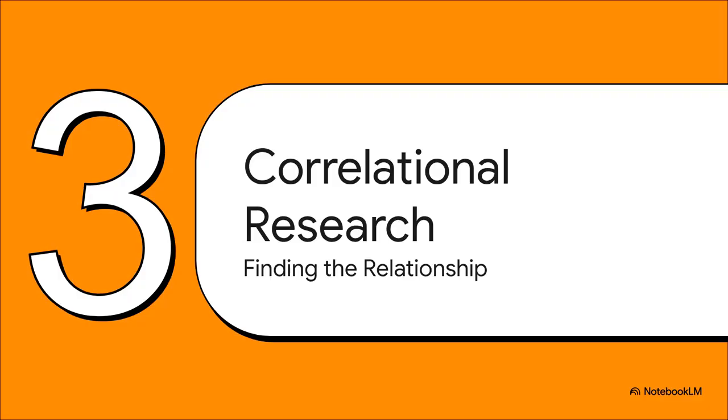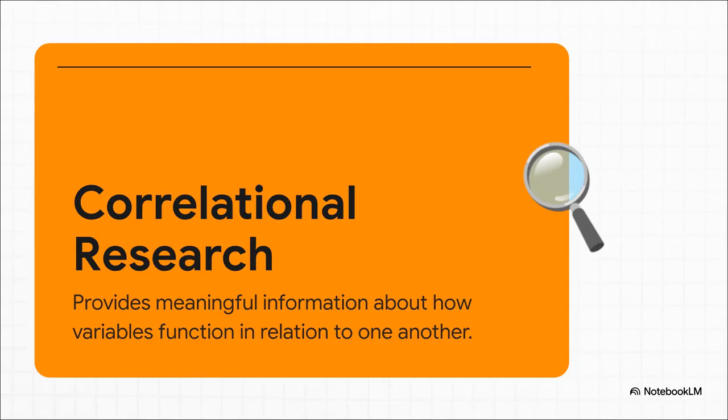Okay, now things get really interesting. This is where we start connecting the dots. Once we've described a situation, we can start looking for patterns to see how different pieces might be connected. And that brings us to our third tool, correlational research. This is the pattern finder. It looks at 2 or more things and asks a simple question. When this one thing changes, does that other thing change in a predictable way?